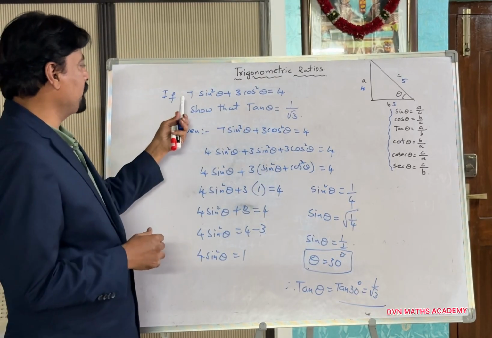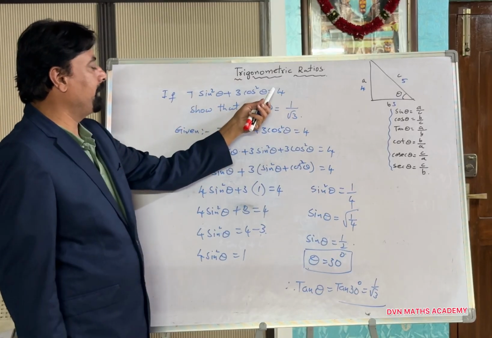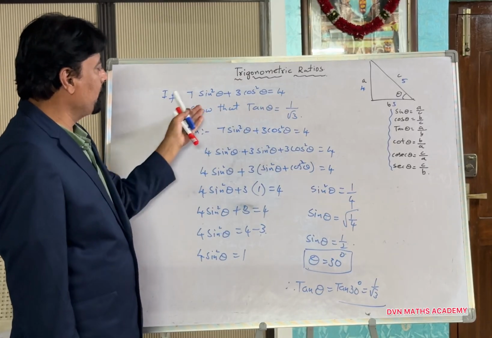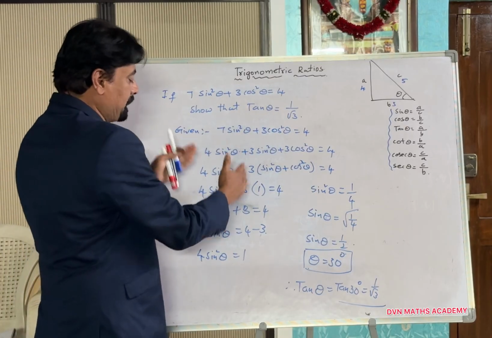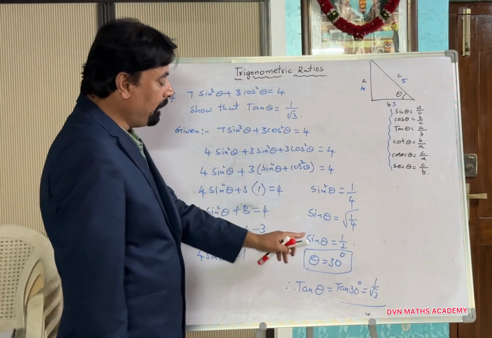If you observe this question, 7 sin square theta plus 3 cos square theta is equal to 4 is given. So you are required to prove that tan theta is equal to 1 by root 3. By the given information, I just find the value of theta. The theta value is 30 degrees.